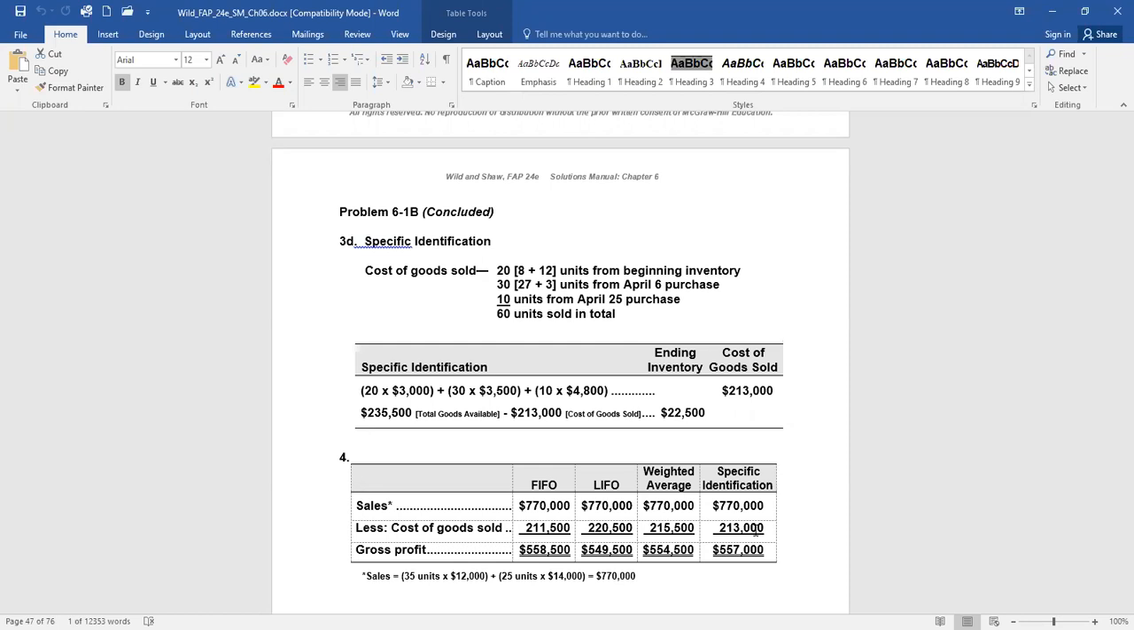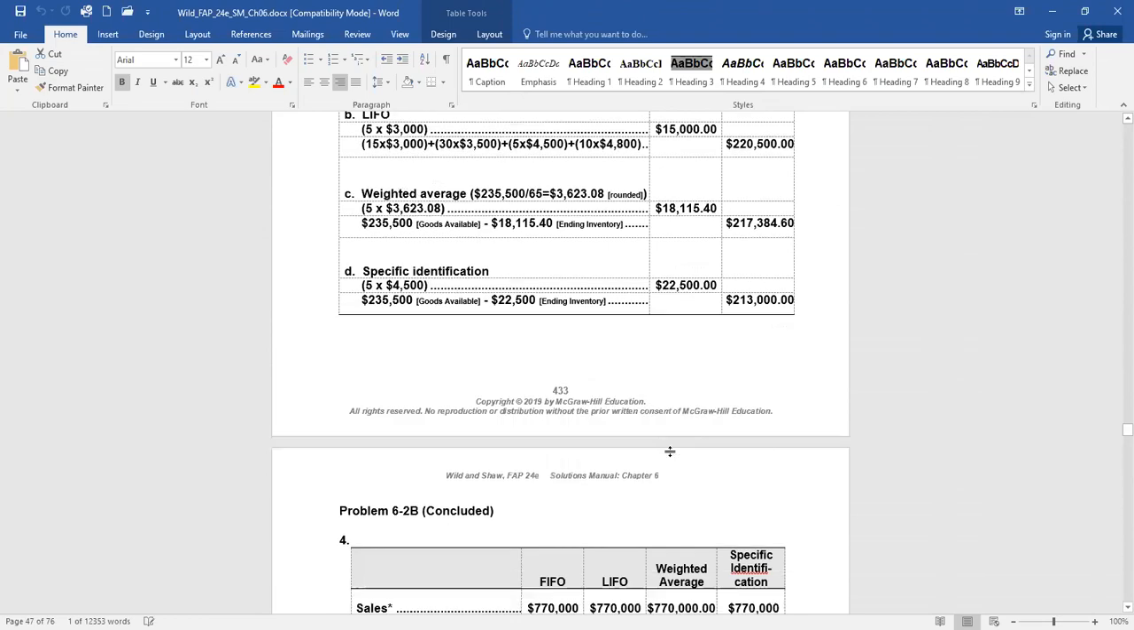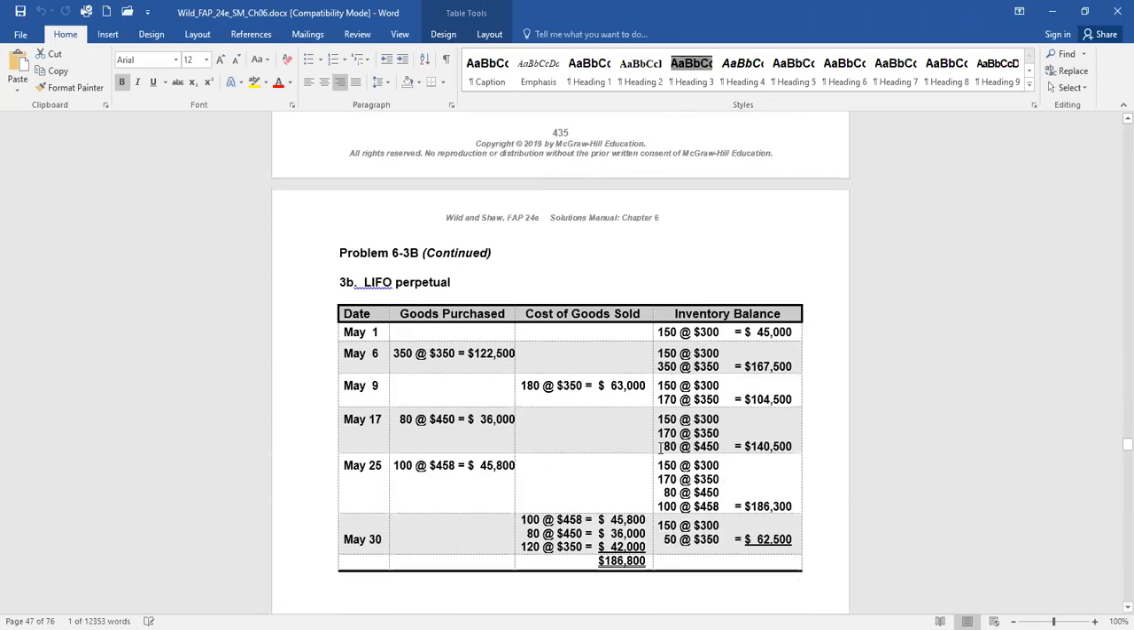I charged my customers $770,000. The items I actually sold did cost me $213,000. So my actual profit is $557,000. So it all depends on your financial objective. Okay, so that's a big chunk of our chapter there, isn't it? 6-1B. Go to 6-5B now, which is going to show us a nice activity on lower of cost or market. So I'm just going to scroll on over there.